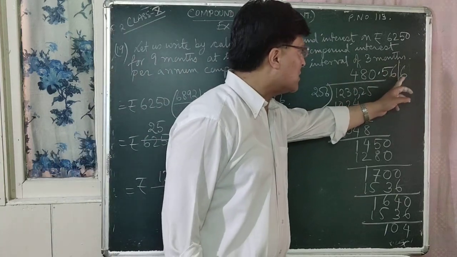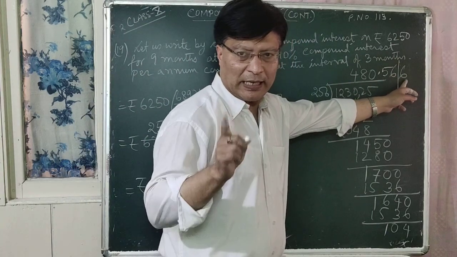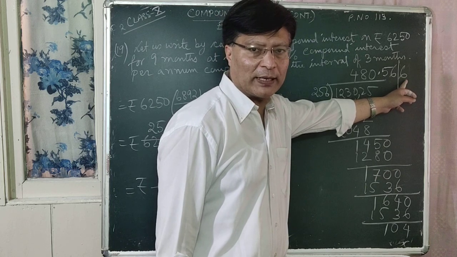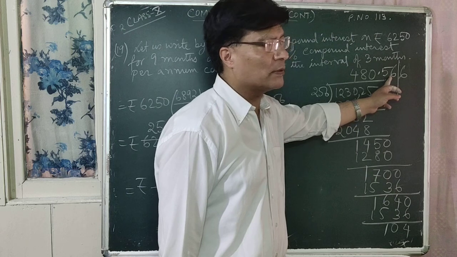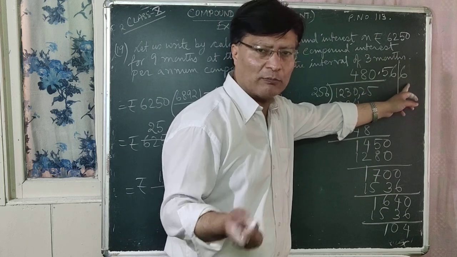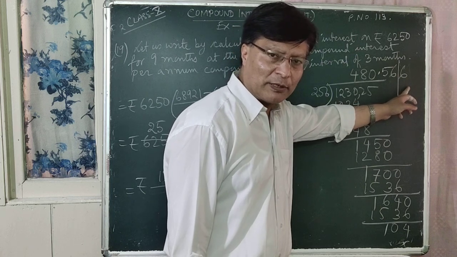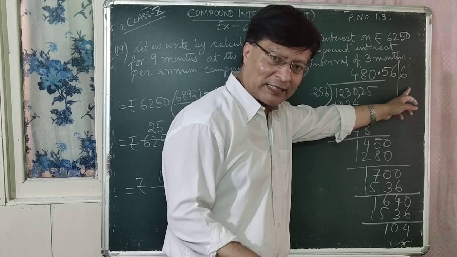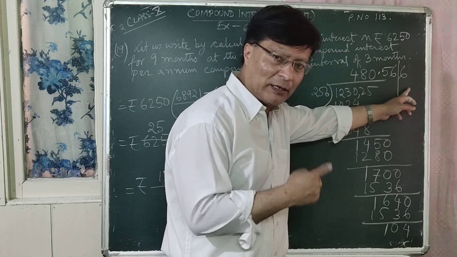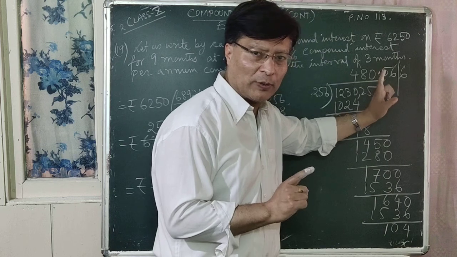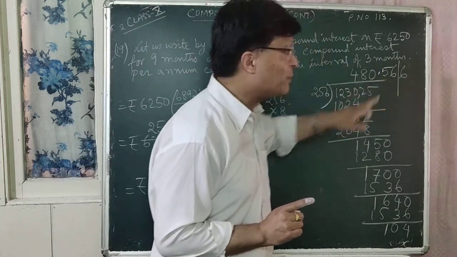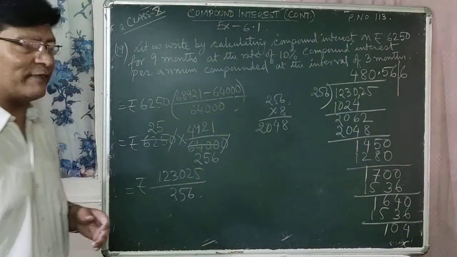Now, after this 6, there is another number 6. If this last number is 5 or more than 5, then you can add 1 to the previous number. Okay? If this number is 4 or less than 4, then you don't have to add any number to the previous number. It will remain as it is, right? But here this number is more than 5, so add 1 to the previous number to get the approximate value.